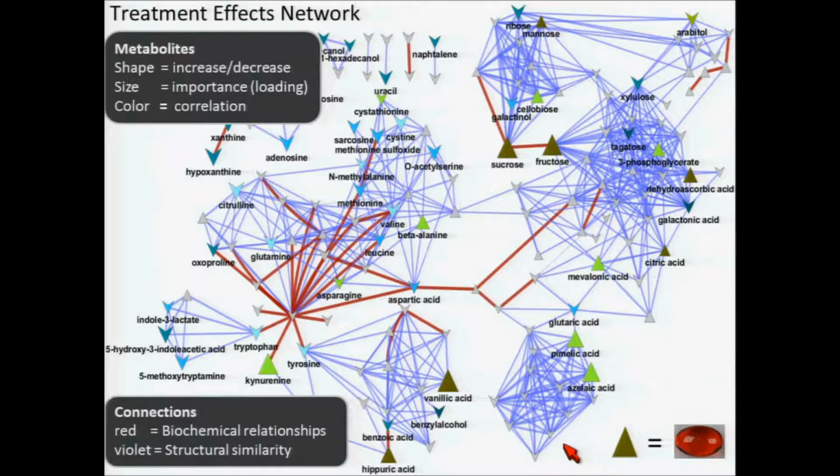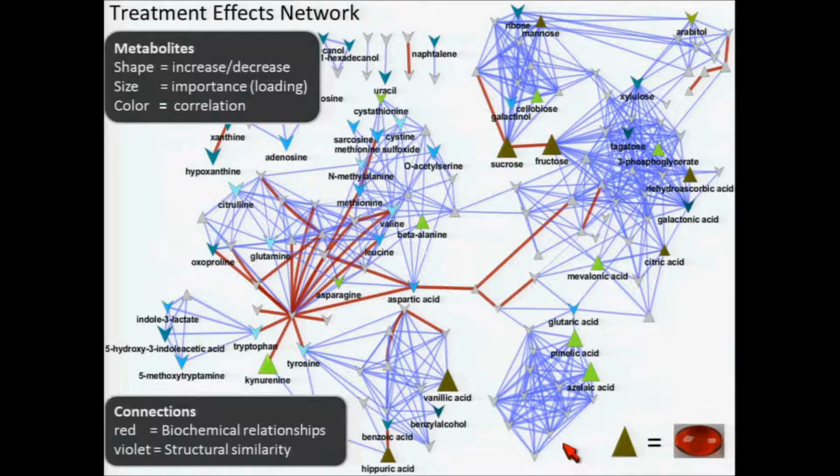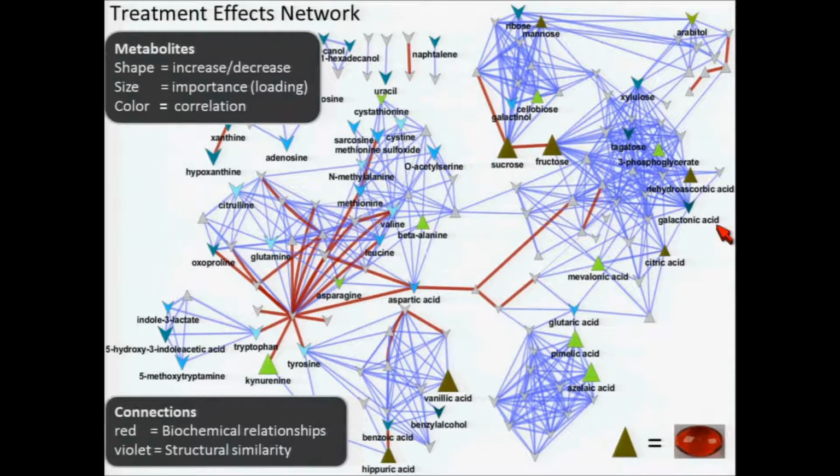So, okay, I have this network. Now I'm ready to analyze my experiment. Visually, personally, I'm always drawn to these two connected right here, sucrose and fructose. They're biochemically connected, they are correlated, and they're both increasing after treatment. And they're very important. They're big. So now I just want to look at what other colors I have that match this color, and it doesn't take very long to see what they are.